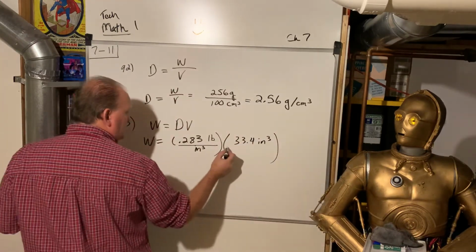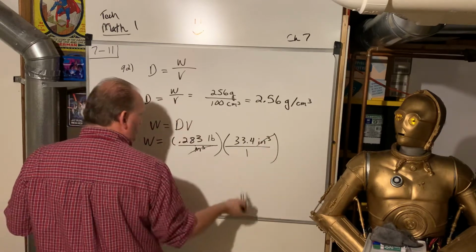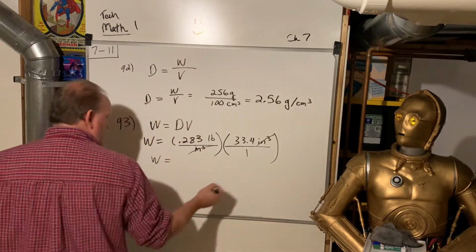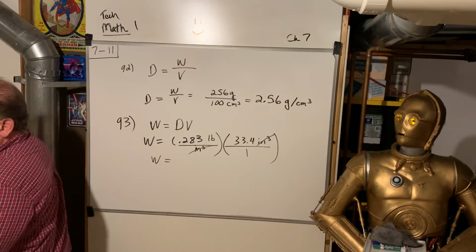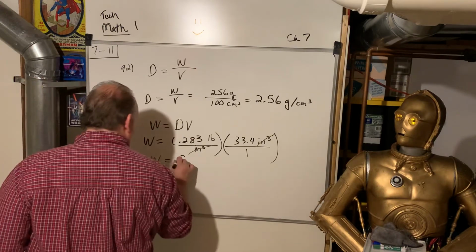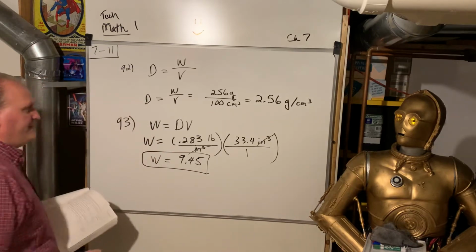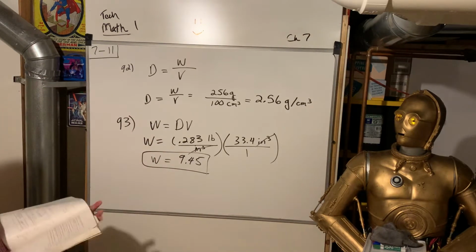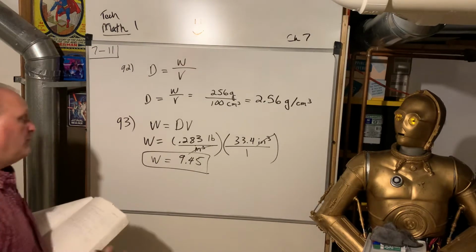And then that's sort of like over 1. And then those cross off and you'll just be in pounds. And that would be the weight. So you just multiply those two. It says round to hundredths. It should work out to be 9.45 when it's rounded. All right, so just straight across, 0.283 times 33.4. And that would be in pounds.